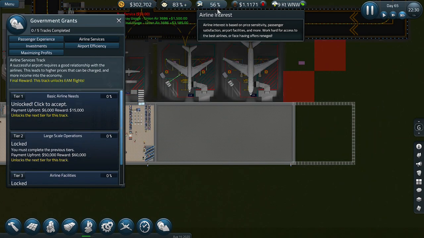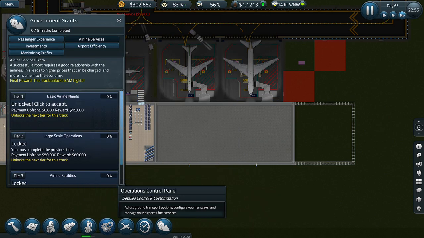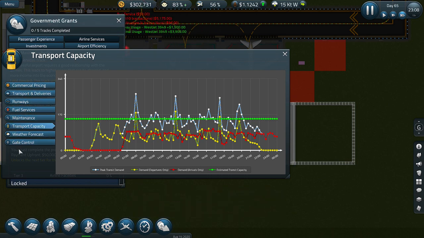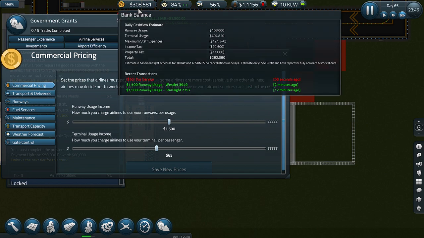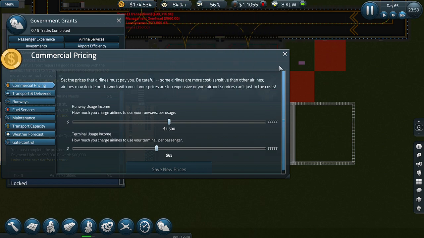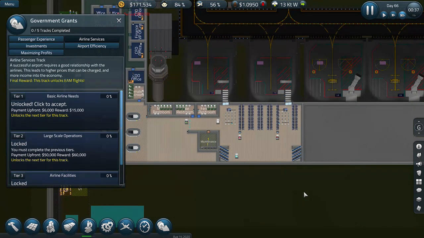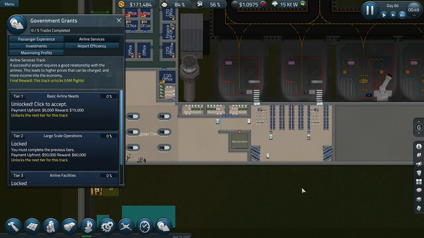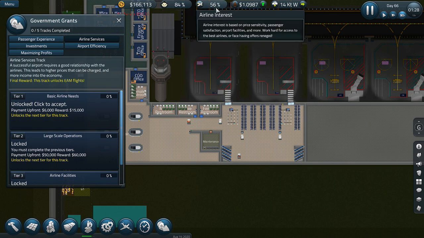So in order to improve that, we need to come in here to our commercial pricing and drop this down a bit. Now I bumped this up to facilitate allowing us to earn money quicker to repay the loan. Once we have the loan fully repaid, what I'll do is I will drop this down, and that will start increasing this. Also, what we need to do is get more facilities, such as food, drink, snacks, shopping, that type of stuff in here, to improve our passenger satisfaction as well as our airlines.